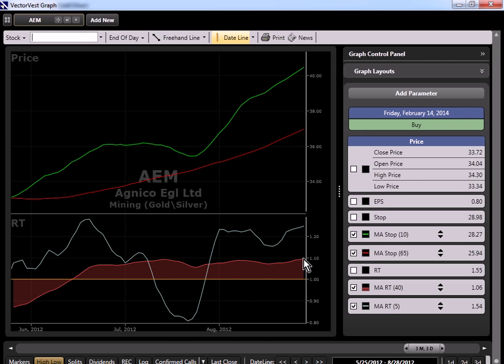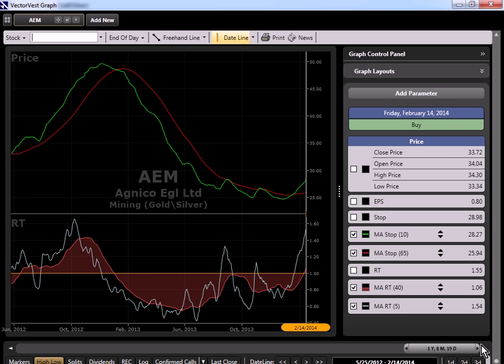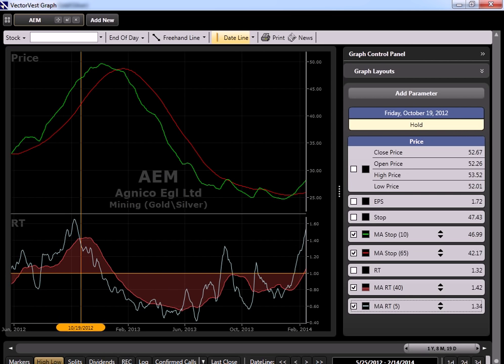Now, let's extend the graph and find out what would have happened after we selected these stocks using the Midas Touch. Let's find our buy date of August 28th, 2012. That means that we would have bought AEM at $46.95, and it looks like that 5-day moving average crossed below on October 18th at $52.69. A pretty nice profit. And not too long afterward, look what happened to this stock. It's lost more than half of its value.